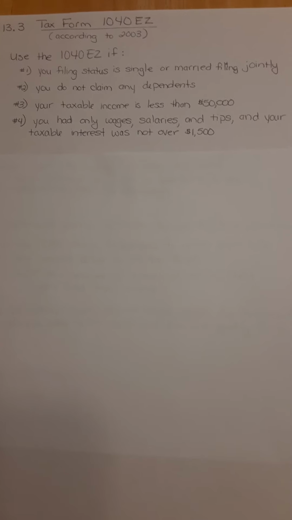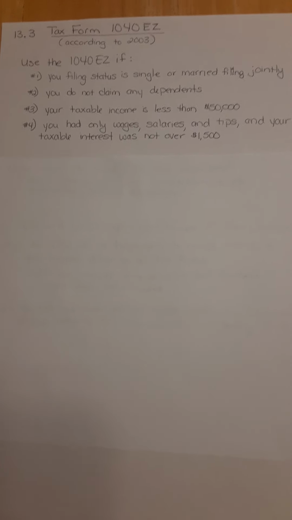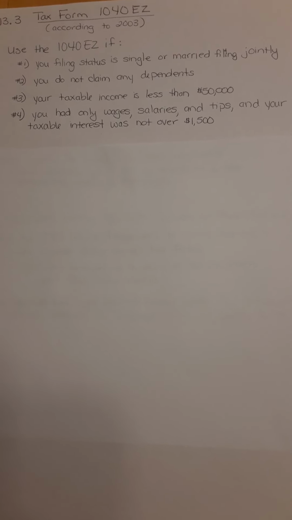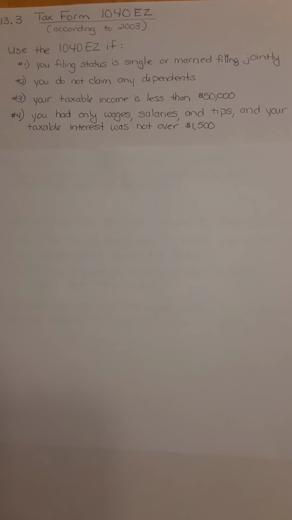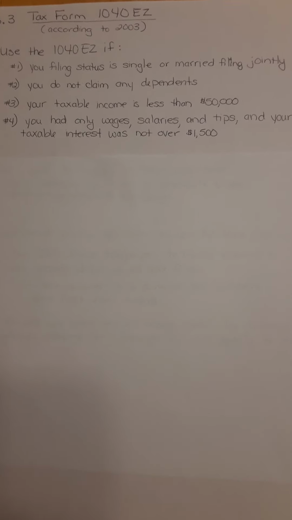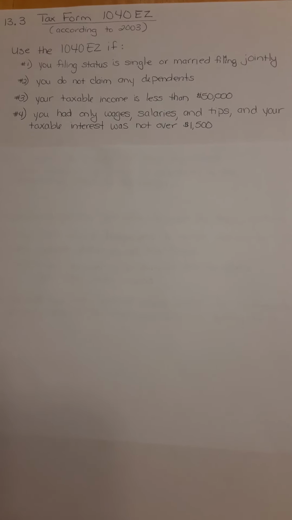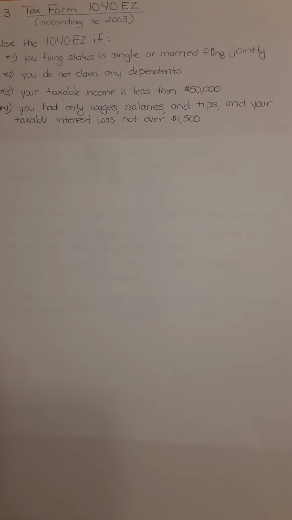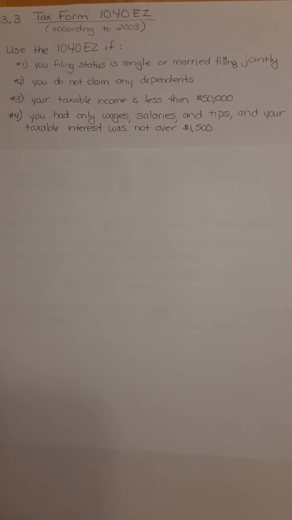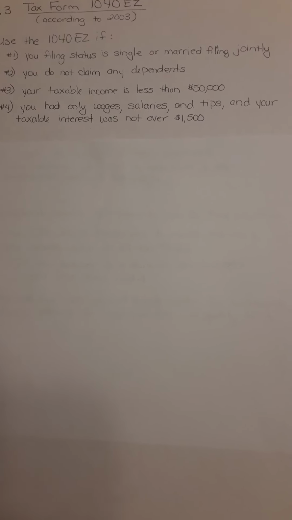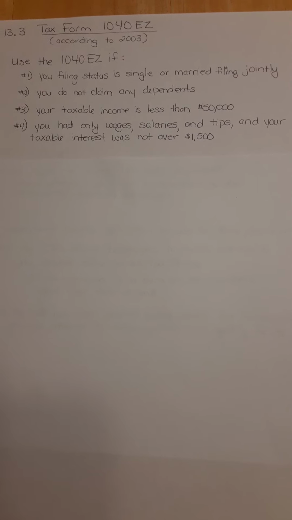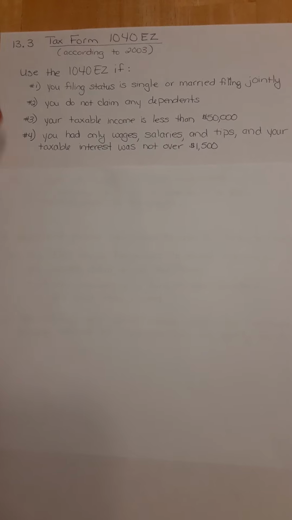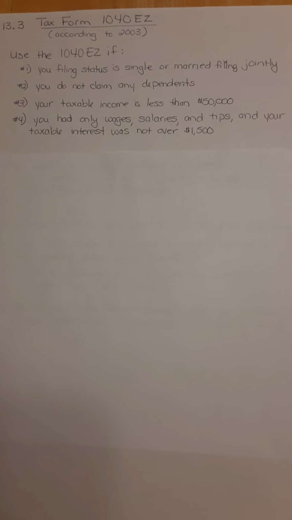The second thing is that you cannot claim any dependents if you're going to use the 1040 EZ. If you're going to claim dependents, you have to do the regular 1040. You cannot do the EZ. The third thing is that your taxable income has to be less than $50,000. And the last part is that you had only wages, salaries, and tips, and your taxable interest was not over $1,500. So you have to fit these 4 rules to be able to use the 1040 EZ.